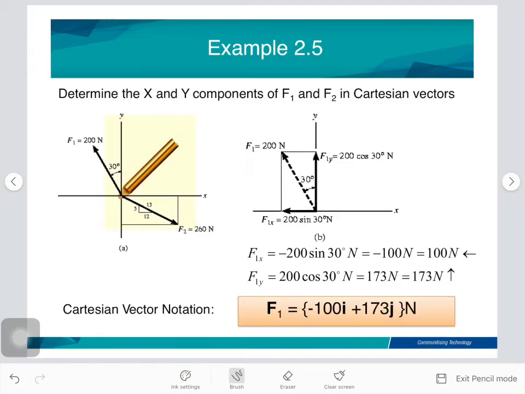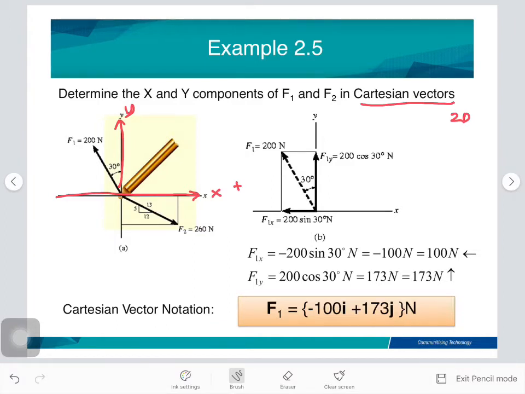Let's solve example 2.5. Determine the x and y components of F1 and F2 in Cartesian vector. Before that, you must remember the first step in order to resolve the force into Cartesian vector. This is a 2D case. Here we have the x direction, this is positive x, and this is the y direction.